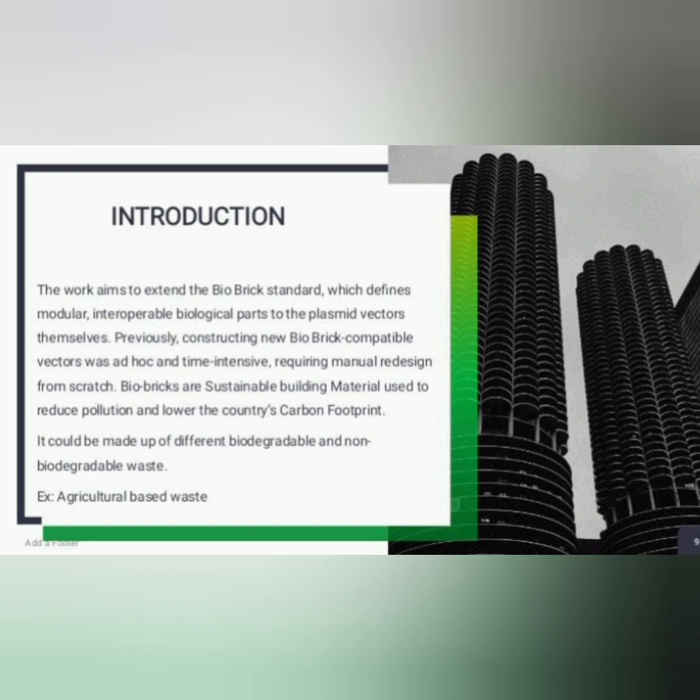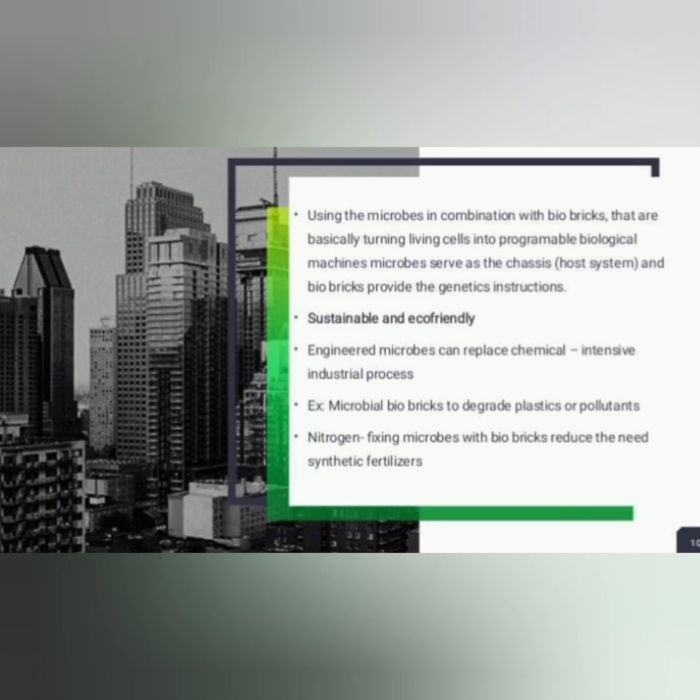Biobricks are sustainable building materials used to reduce pollution and lower the country's carbon footprint. They could be made from different biodegradable and non-degradable waste, for example, agricultural waste. Using microbes in combination with biobricks basically turns living cells into programmable biological machines. Microbes serve as the chassis host system, and biobricks provide the genetic instructions.